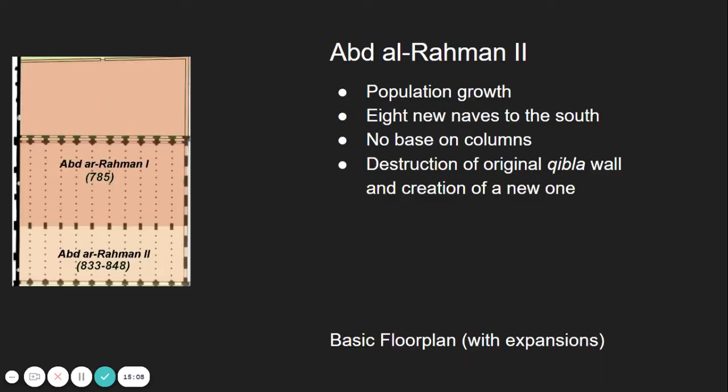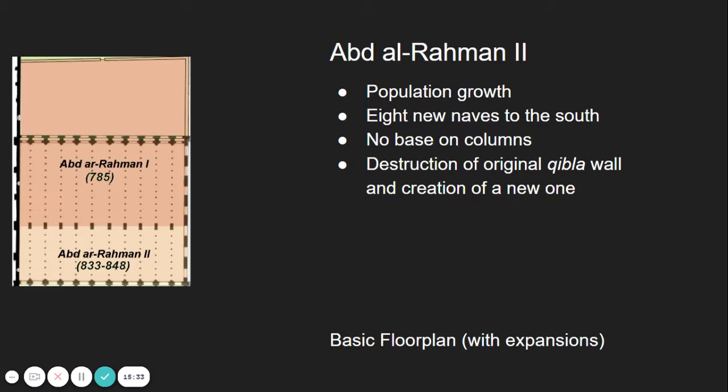Now, Abd al-Rahman II expanded, basically due to population growth. He added 8 more new naves to the south. So as I mentioned, all these little dots that you see here are based on columns, which we'll see in photos in a bit.